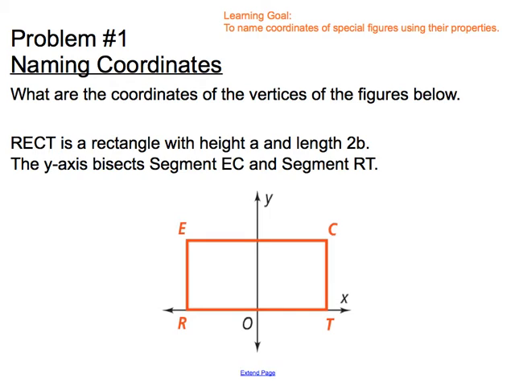So let's look at a problem where we're asked to name the coordinates of the vertices of the figure. Here we have RECT, which is a rectangle. It has a height of A and a length of 2B. So let's start by marking that on our diagram. So we have a height of A and a length of 2B.